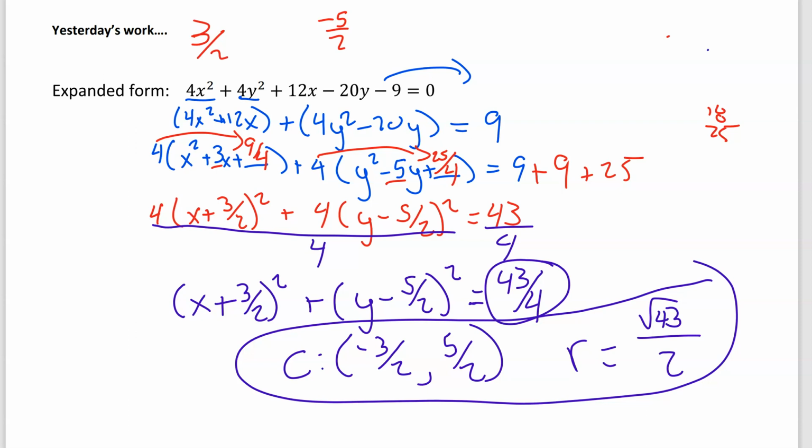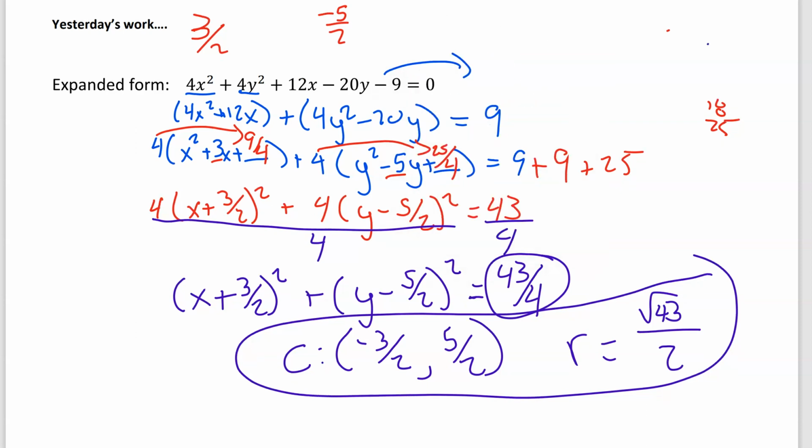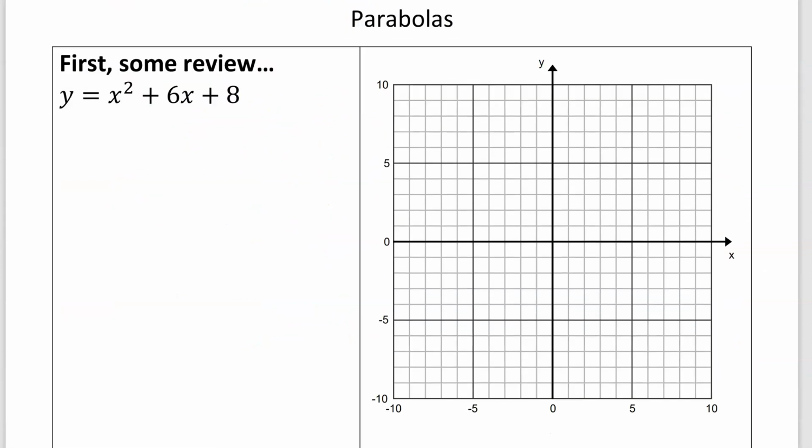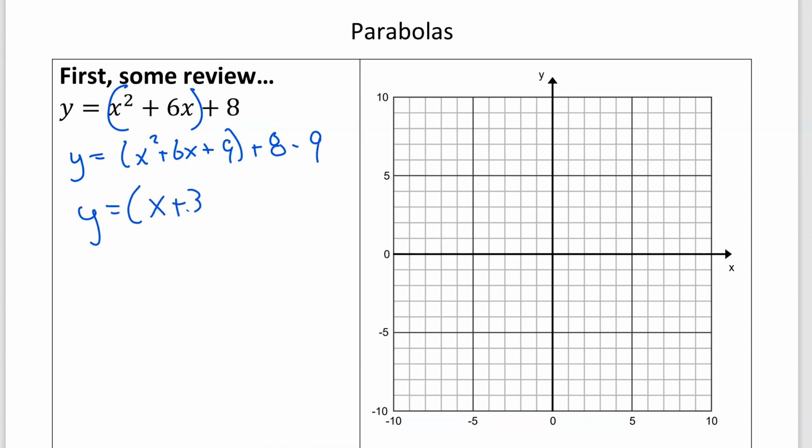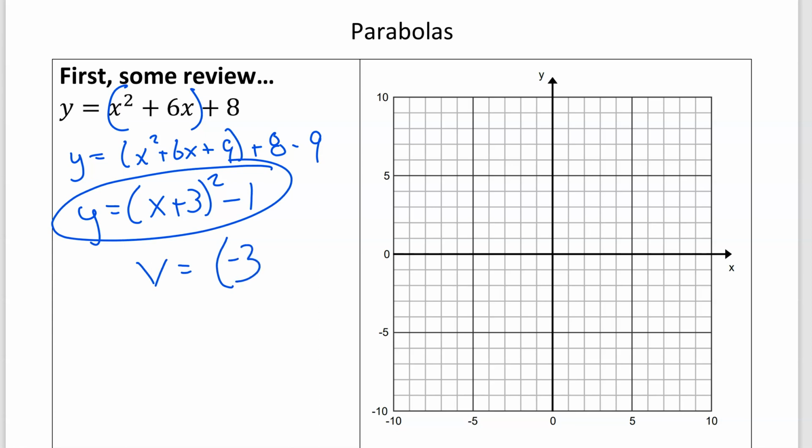Today, we're going to do our work with parabolas. So first, a little recap like we did before with parabolas, which was to cage in the x's and complete the square on that. And write out our problem. All right, we can say that the vertex is that the x value has to be at -3, so the other value is a -1.